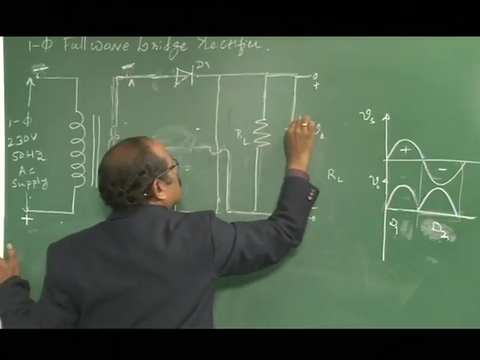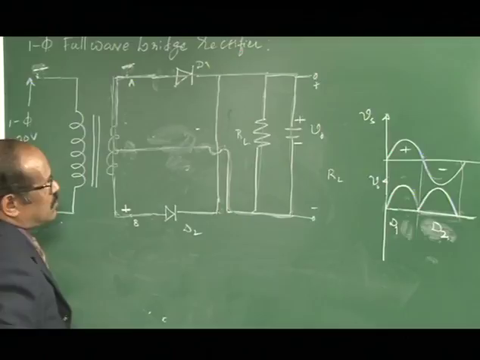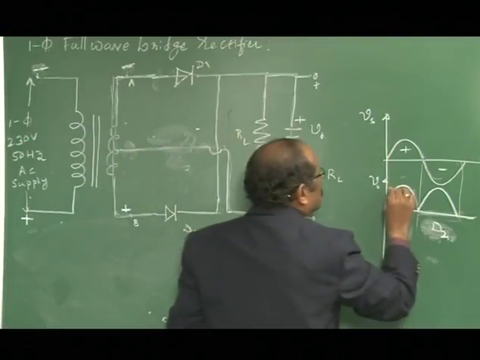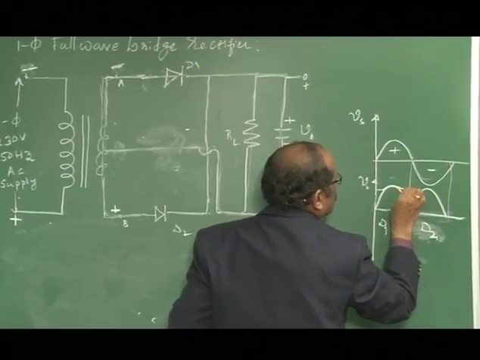So the capacitor gets charged towards the input voltage. If you look at this waveform, during the positive cycle the filter output will be at this point.